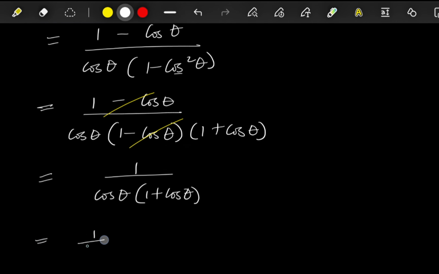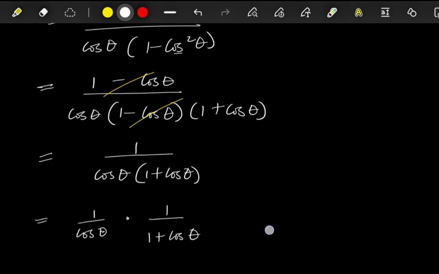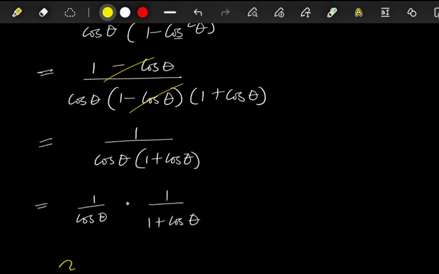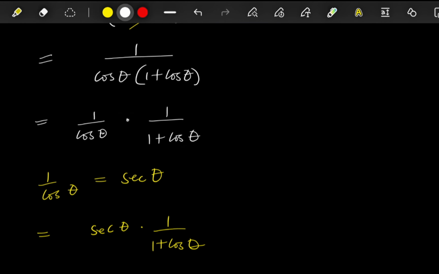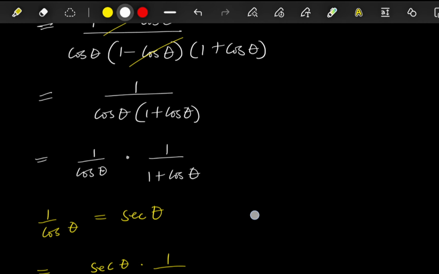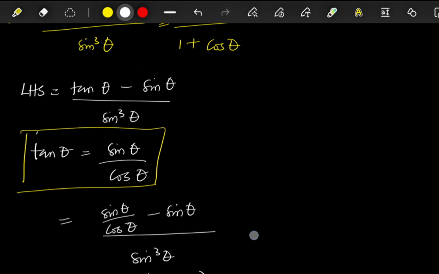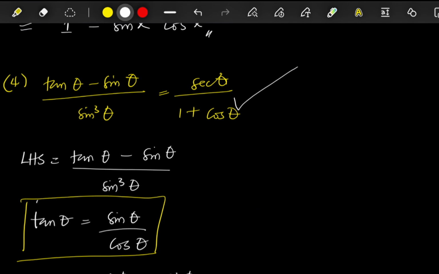This can be split into 1 over cos theta times 1 over 1 plus cos theta. Another trigonometric identity is that 1 over cos theta is sec theta. So cos and sec are inverse. In other words, you're going to have sec theta times 1 over 1 plus cos theta, which will give you sec theta over 1 plus cos theta, which is the proof for the question we were given. You're welcome.